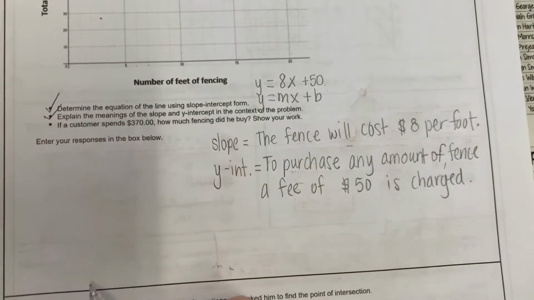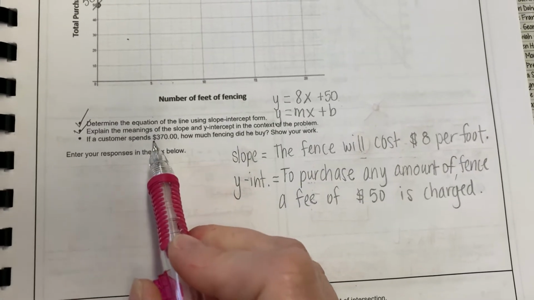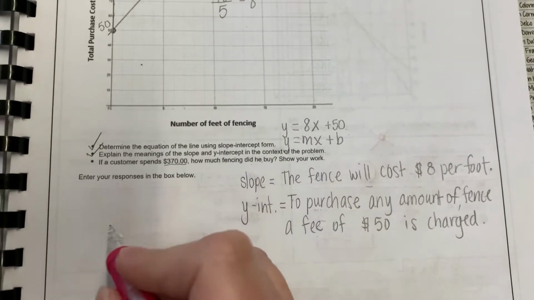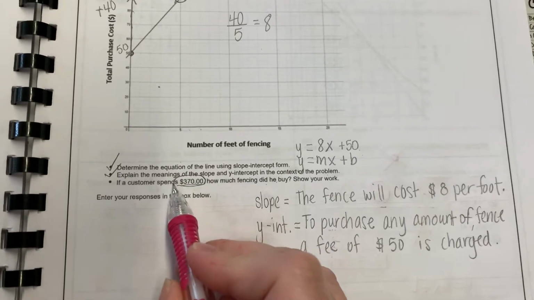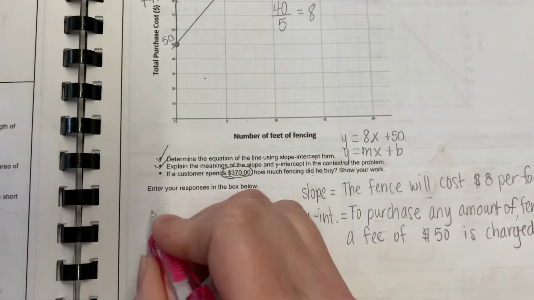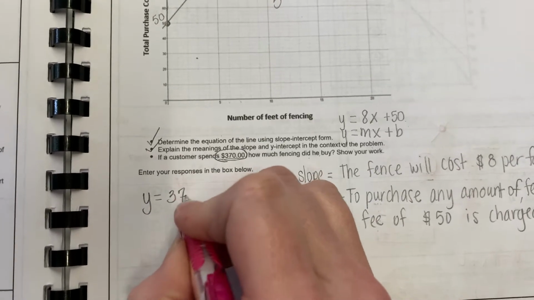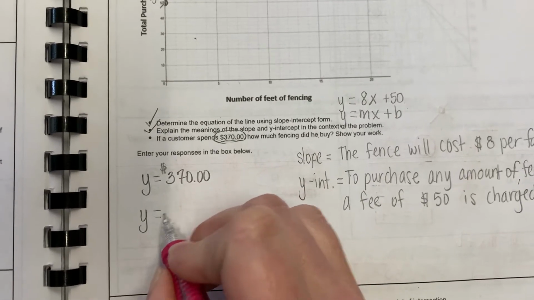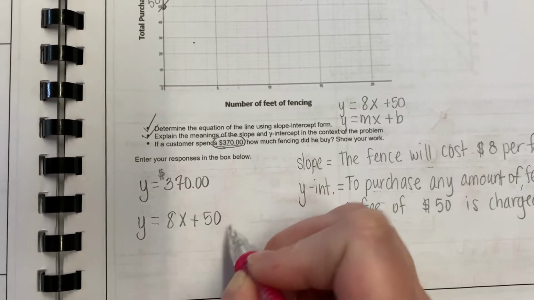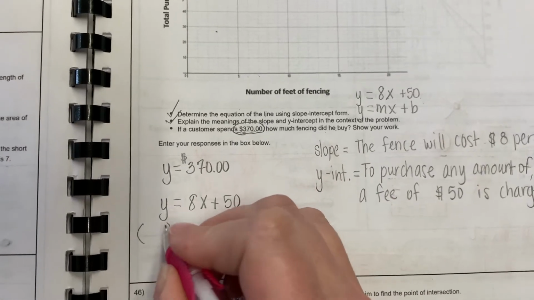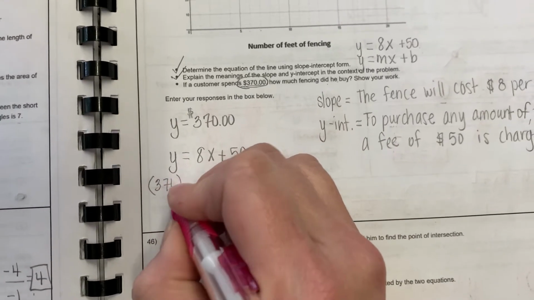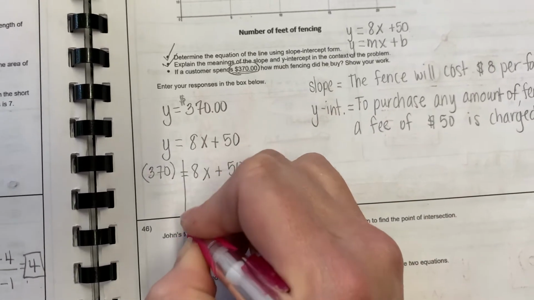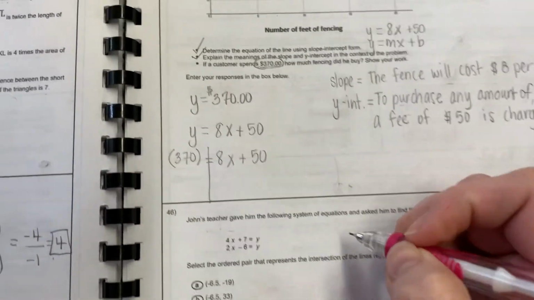That's the second bullet. The third bullet, it says if a customer spends $370, how much fencing did he buy? Show your work. Okay, so the cost of fencing, I notice, is located here on the y-axis. So I know the y is going to be equal to $370. And I know my equation is y equals 8x plus 50. So now, in the place of the y, I'm going to put 370 equals 8x plus 50. Now it's an equation, and I have to figure out what x is.